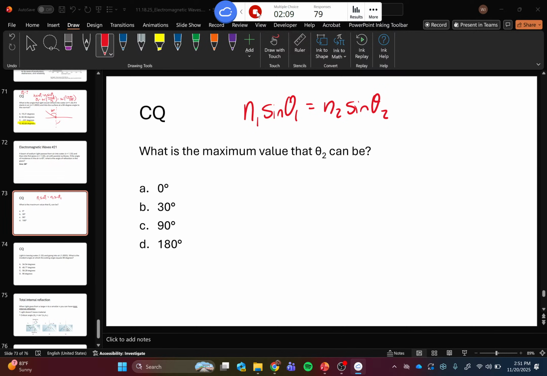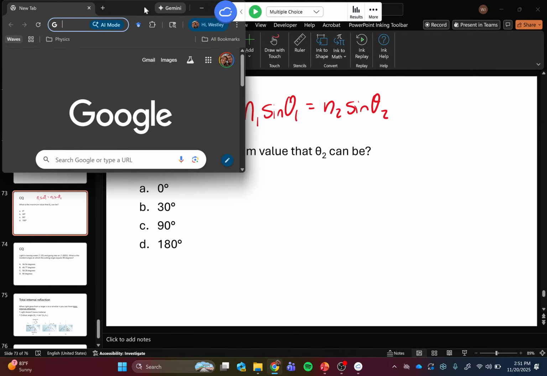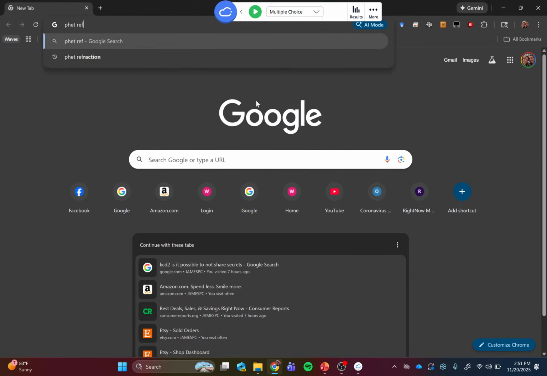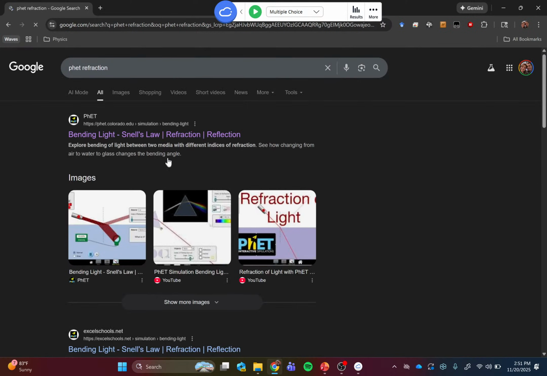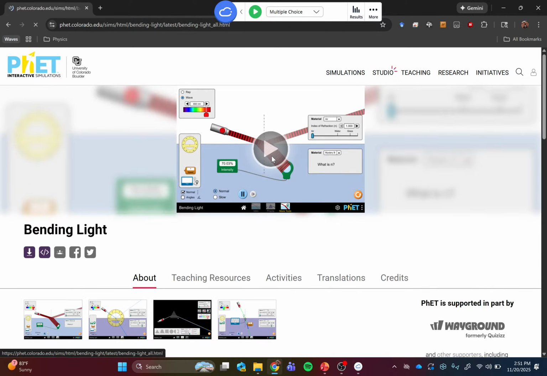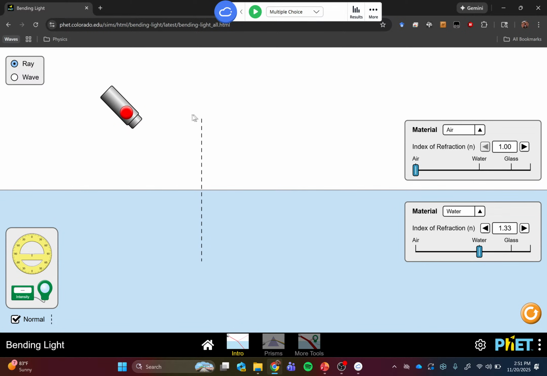All right, to answer this question, I'm going to pull up a simulation that I really should have had open before anyway. We're going to go to PhET. PhET simulations are awesome. I'm just going to type refraction, so if you want to find it, you can do it yourself. And this is to prove this point.